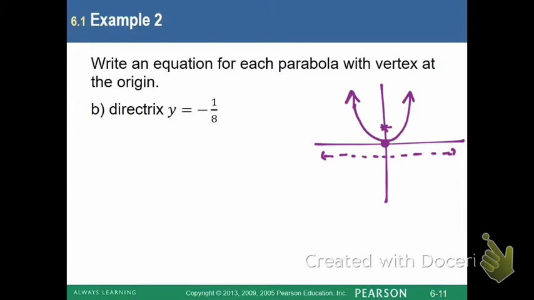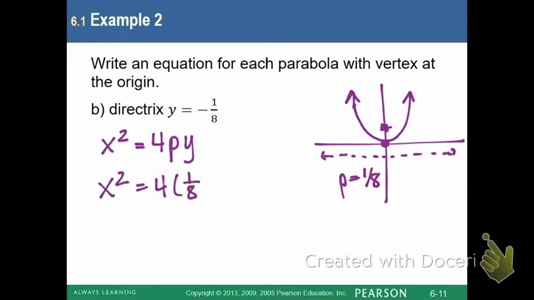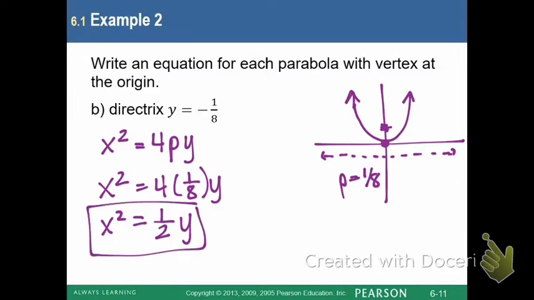So this parabola is going to open up. So right away, I know my equation is going to be x squared equals 4py. And then I just need to find the value of p. Remember, p is always the distance from the vertex to the focus. You're going up 1/8 units because you went down 1/8 to find the directrix. So in this case, p is going to be equal to positive 1/8. So that's what I need to plug in here. So then I can just simplify that fraction. That's 4/8, which is 1/2. So my final equation is x squared equals 1/2 y.